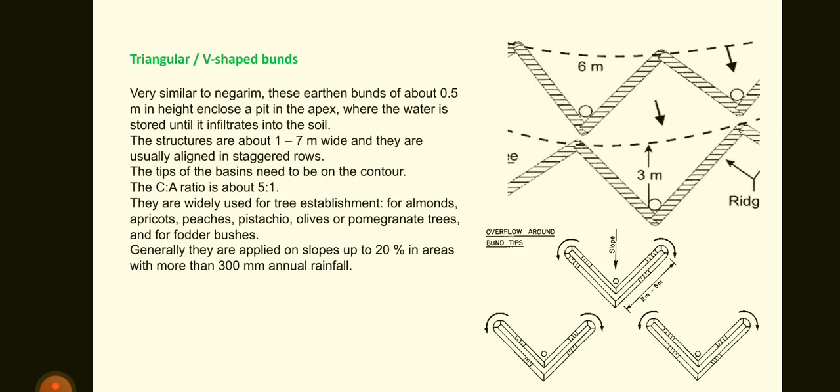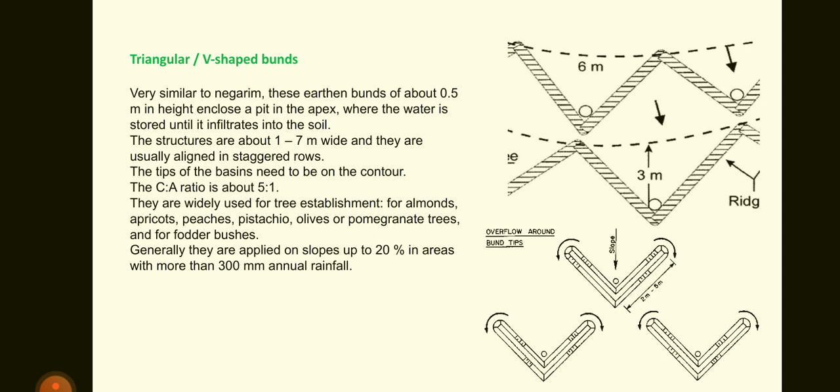Triangular or V-shaped bunds. Very similar to the Negarim, these earthen bunds of about 0.5 meter in height enclose a pit at the tips where the water is stored until it infiltrates into the soil. The structures are about 1 to 7 meters wide and they are usually aligned in staggered rows. The tips of the basins need to be on the contour. The CA ratio is about 5:1.